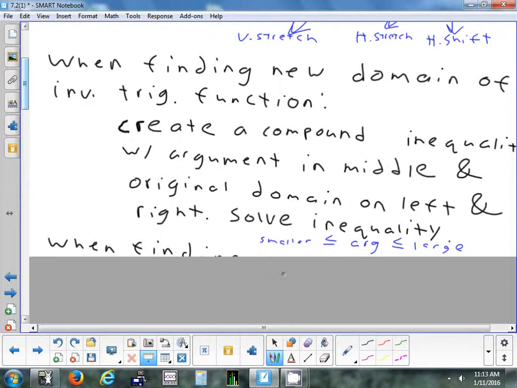If we were doing tangent, we might want to be careful. It might not be equal to, it might be just less thans. But that's generally the order I'll set it up in.